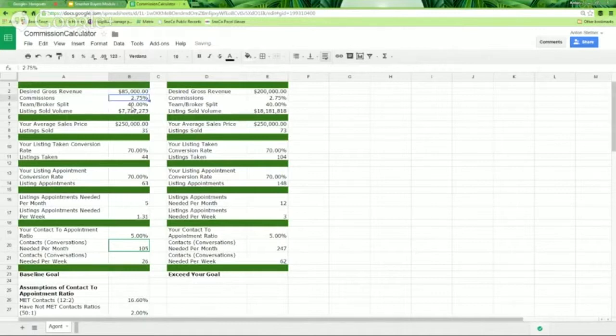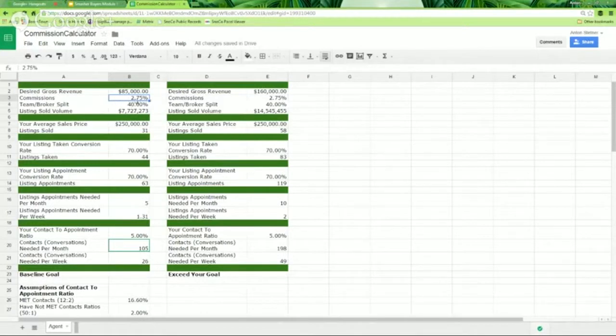Cool. Now, notice how everything on here changed. So we put in 85,000 as the desired goal. Let's give them a stretch goal of almost doubling that. Let's call it 160,000. Okay? This assumes a 2.75% commission rate. Now, yeah, there's 3% commissions out there, but every once in a while you're going to do a short sale. You're going to do a bank-owned property.